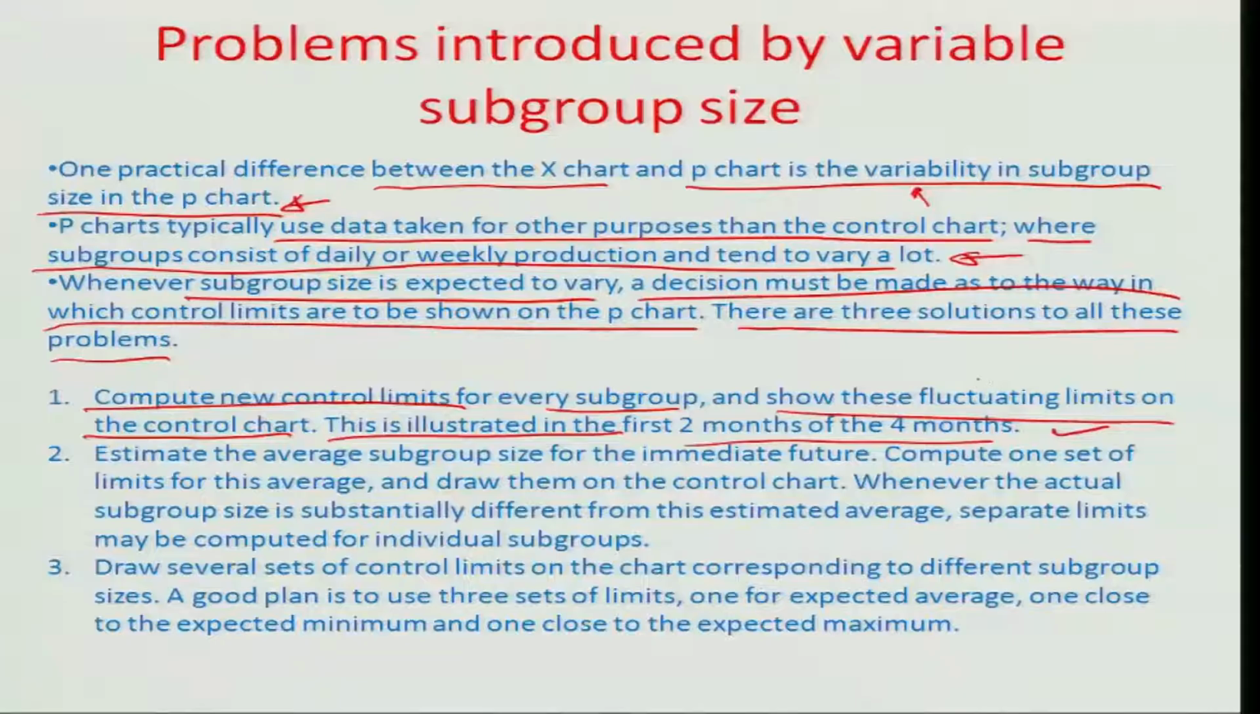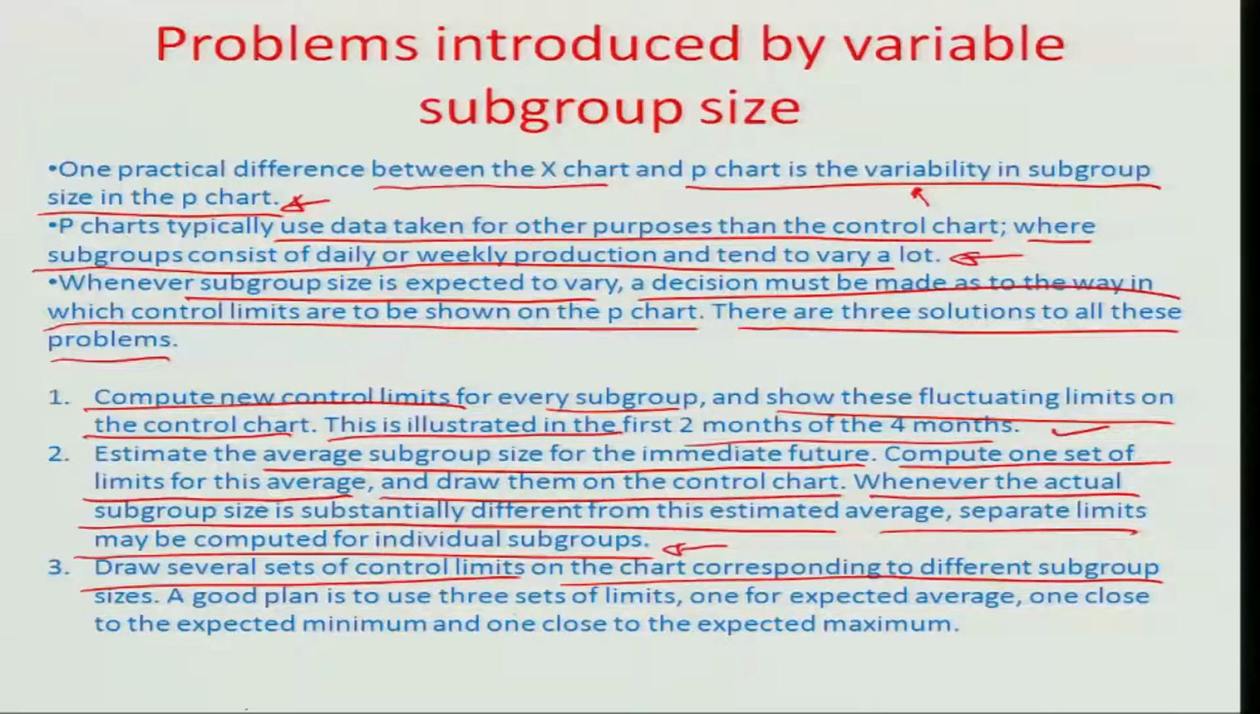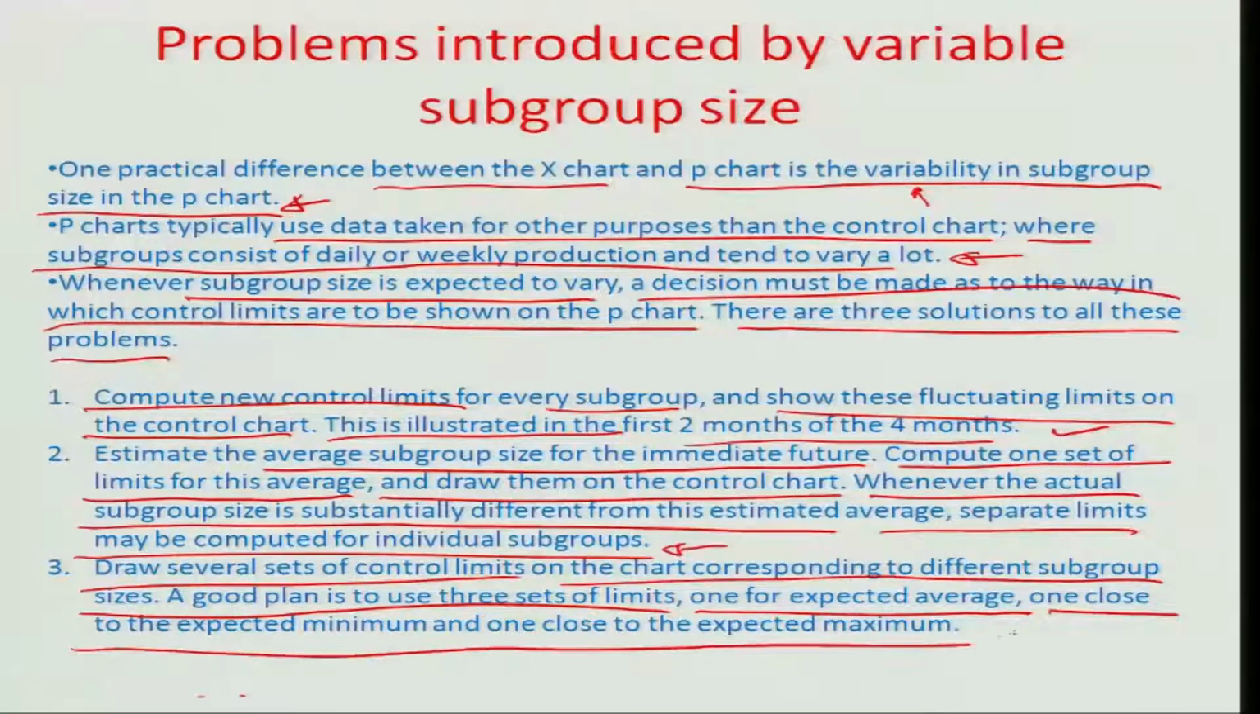Two, estimate the average subgroup size for the immediate future, compute one set of limits for this average and draw them on the control chart. Whenever the actual subgroup size is substantially different from this estimated average, separate limits may be computed for the individual subgroups. And the third solution is to draw several sets of control limits on the control chart corresponding to different subgroup sizes. A good plan is to use 3 sets of limits: one for the expected average, one close to the expected minimum, and one close to the expected maximum.